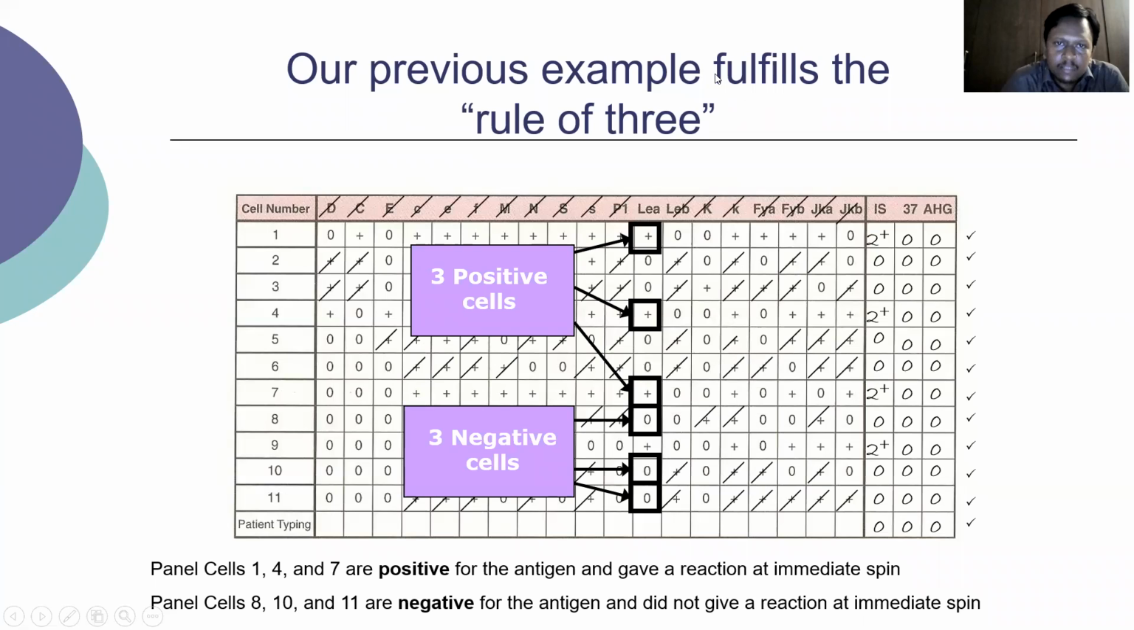In our previous case, we saw that there are 3 positive cells, and there are also 3 positive reactions. Panel cells 1, 4, and 7 are positive for the antigen and gave a reaction, while panel cells 8, 10, and 11 are negative and do not give a reaction.